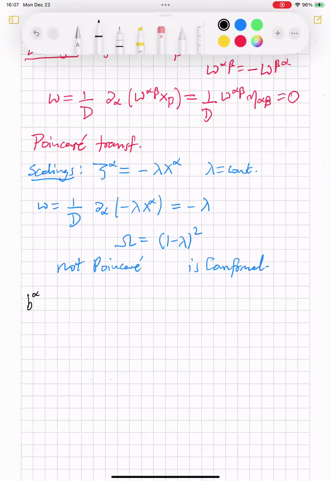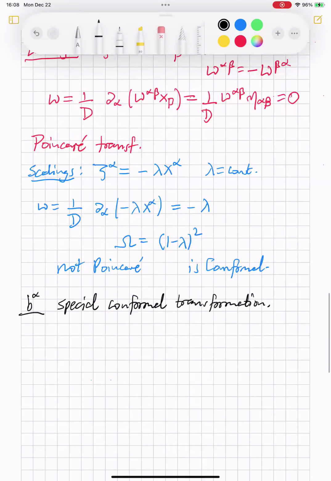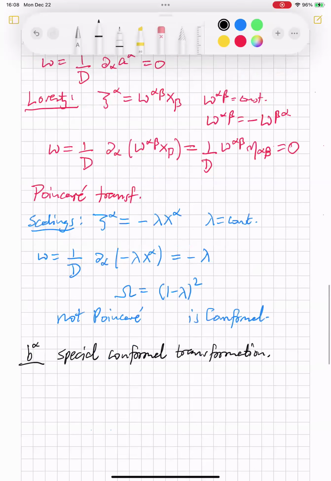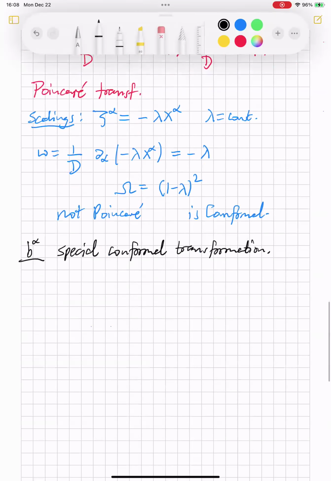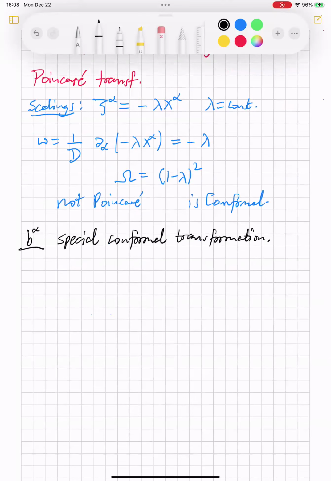Okay, so now we want to consider the transformations generated by B alpha, and these transformations are known as a special conformal transformation. So this is the last transformation that we want to consider. And how many values does alpha take? So alpha takes D values.